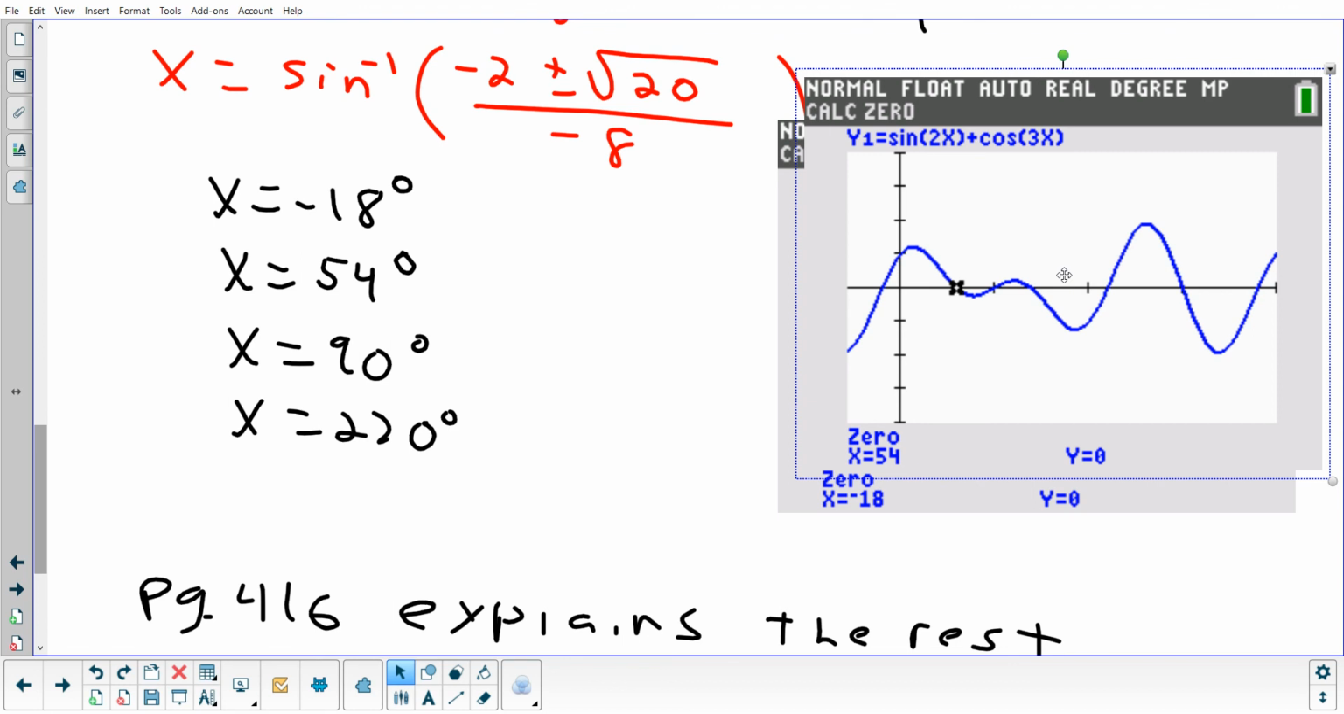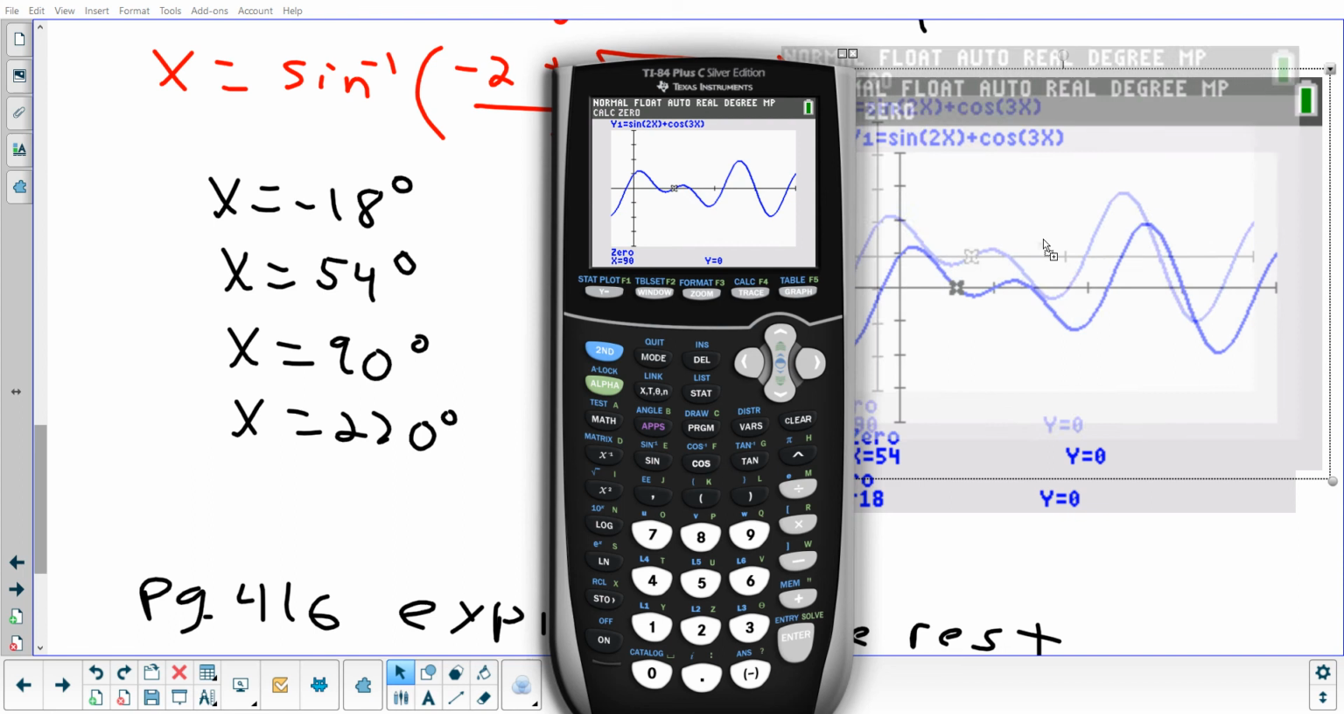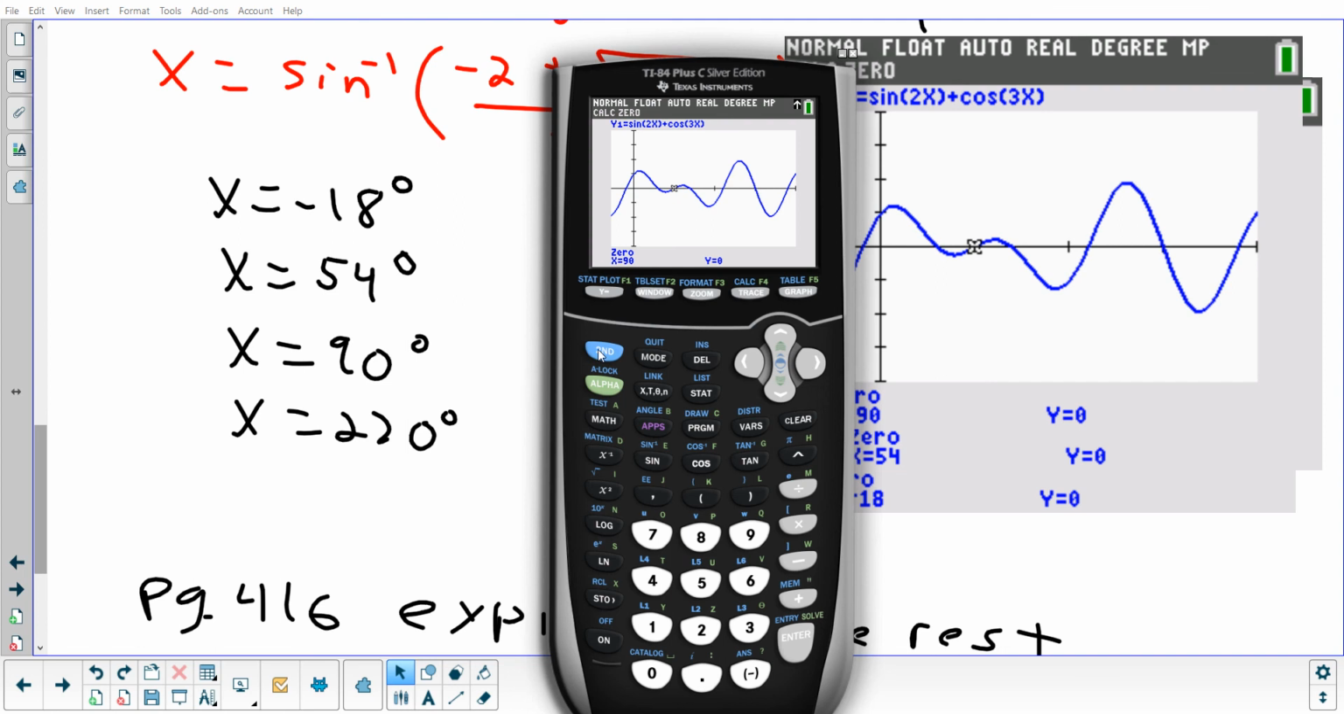We got the 54. I think you can tell it crosses at 90 because it goes right through the tick mark. So I can verify it, but it's 90. Okay, so there's another answer at 90. And let's check for 270, but again, I think you can see it by just looking at it. So 270, there is one right here.